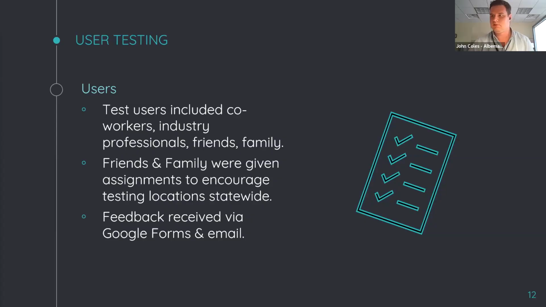Test users included family and friends, coworkers, fellow students, and industry professionals. And since most of my family, friends, and coworkers live in Albemarle County, Virginia, I gave them assignments so that other cities and counties were tested as well. Feedback was received via Google Forms and email, and then I converted feedback into action items for myself to address within the application.